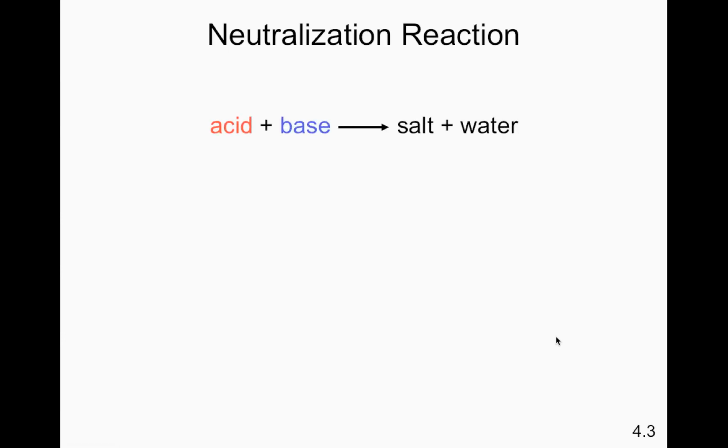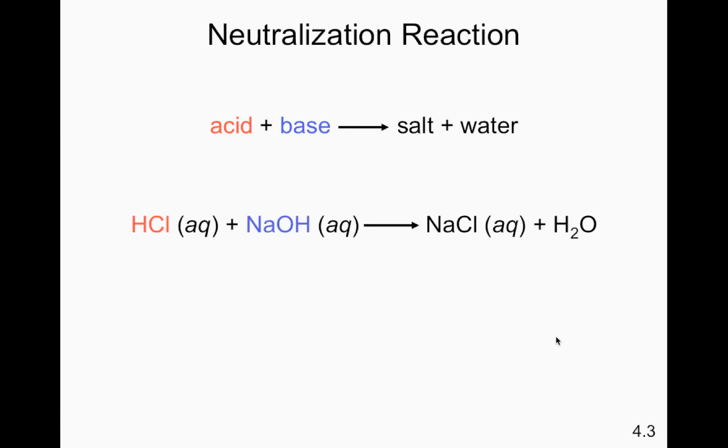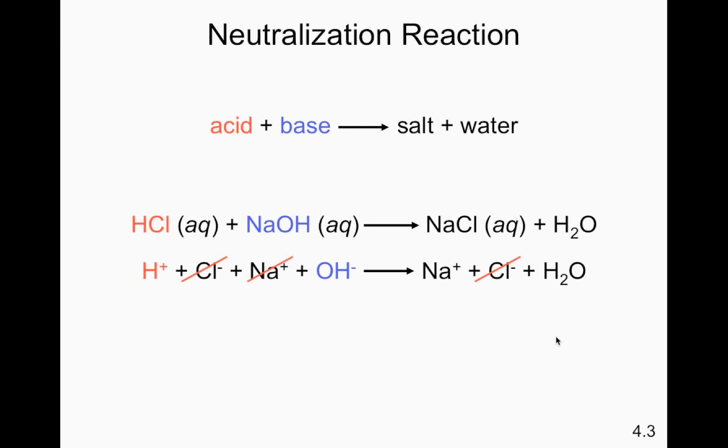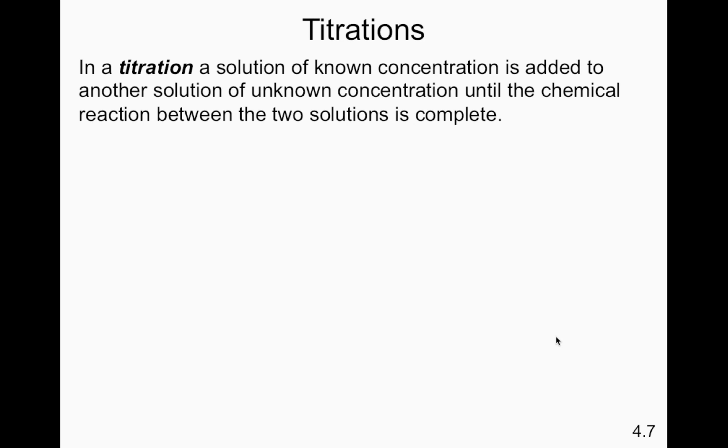All right, for neutralization reactions, we already saw this earlier today. An acid plus a base yields a salt and water. Here's my example, HCl plus NaOH yields NaCl and water. Here's my equation. Here's my net ionic equation. When I react an acid and a base together like this, I wind up really just reacting my hydrogen ions and my hydroxide ions. So I'm going to use that in a process called titration.